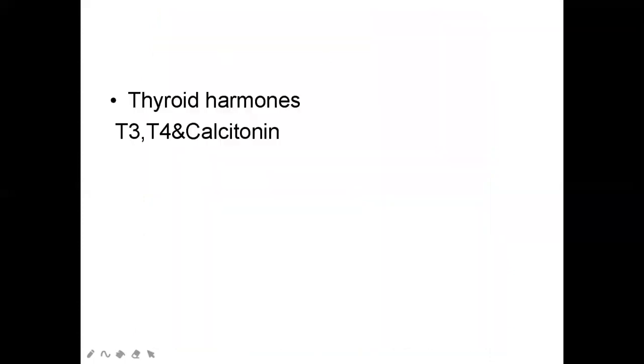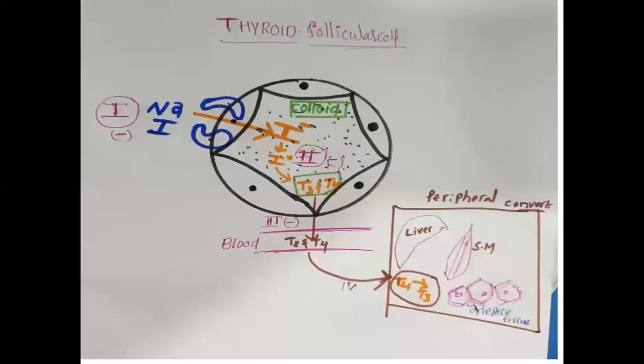The thyroid gland synthesizes thyroid hormones, majorly three: T3, T4 and calcitonin. Calcitonin is mainly concerned with calcium regulation, so it is dealt with along with other calcium regulators. Now in this class we are going to mainly focus on T3 and T4. Synthesis of these T3 and T4: how are they synthesized?